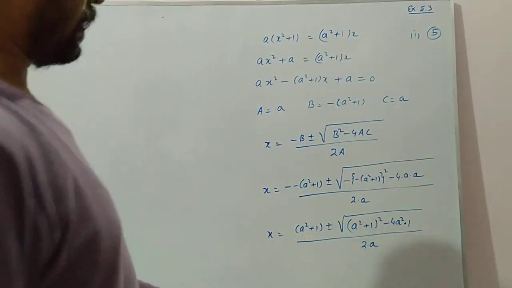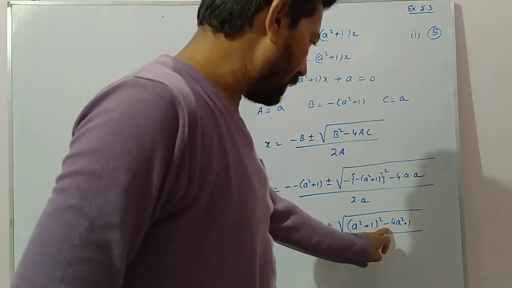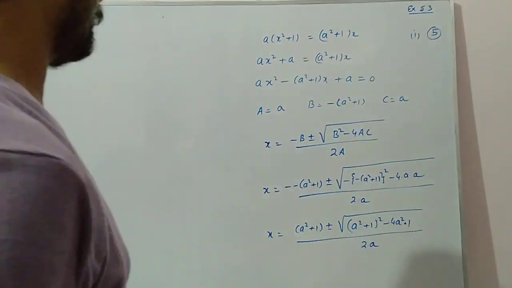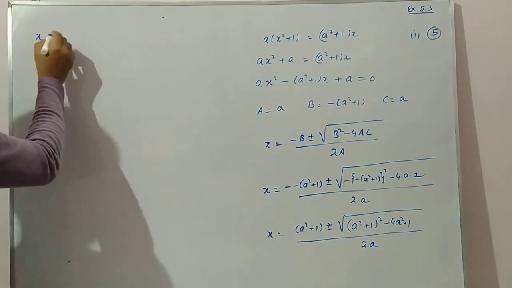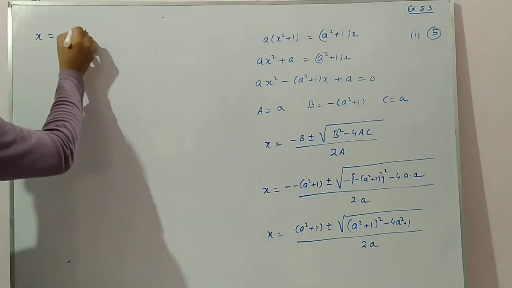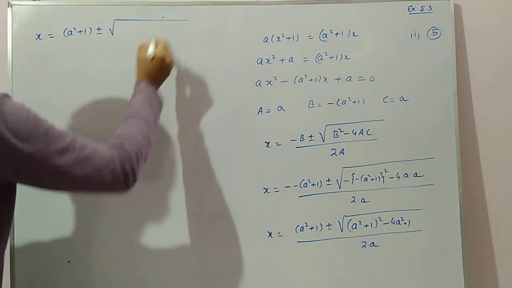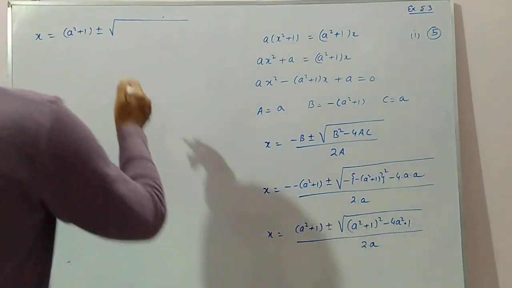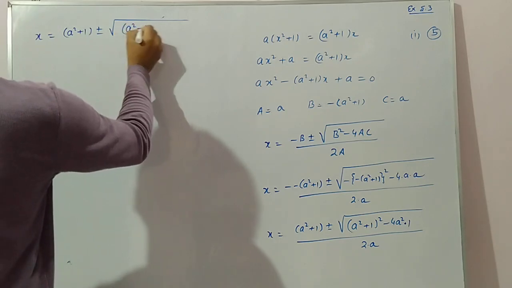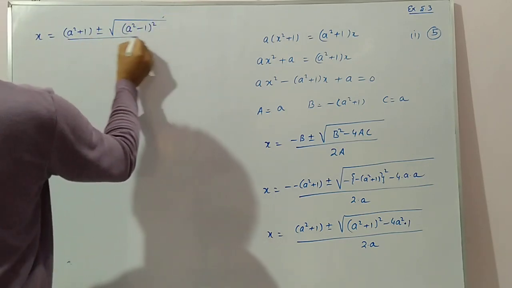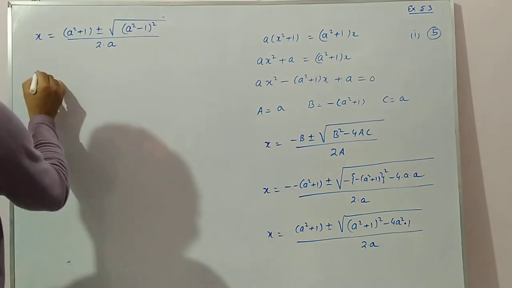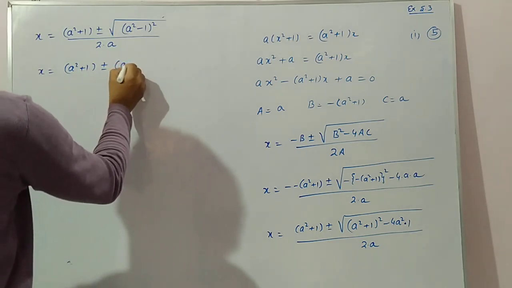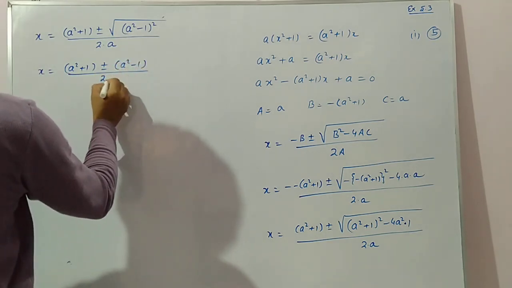So this is what? A plus b the whole square minus 4ab. So a plus b the whole square minus 4ab can be written as a minus b the whole square. So this is a square plus 1 plus or minus this one, a plus b the whole square minus 4ab. This complete can be written as a minus b the whole square by 2 into a. So x equal to a square plus 1 plus or minus a square minus 1 by 2.